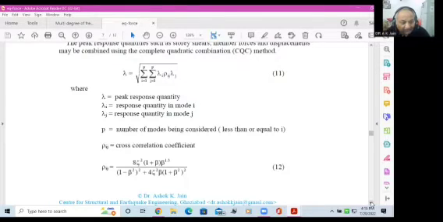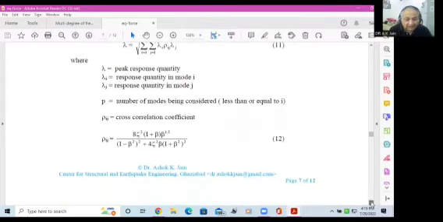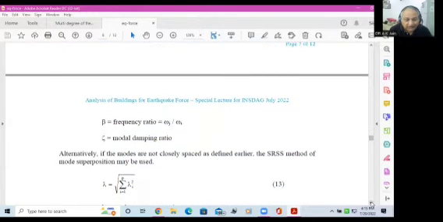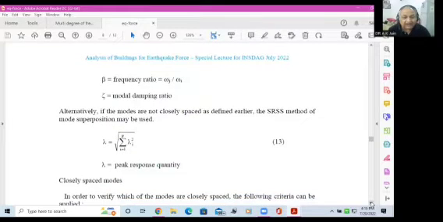And rho ij is the cross correlation coefficient. Okay, that is, what is the correlation between first mode and second mode, first mode and third mode, first mode and fourth mode, and so on. And beta is the frequency ratio of any two frequencies, omega i and omega j, and xi is the damping ratio. Okay. Alternatively, if the modes are not closely spaced, if they are far apart, then the SRSS method of mode superposition may be used, and SRSS means the square root of the sum of the squares.